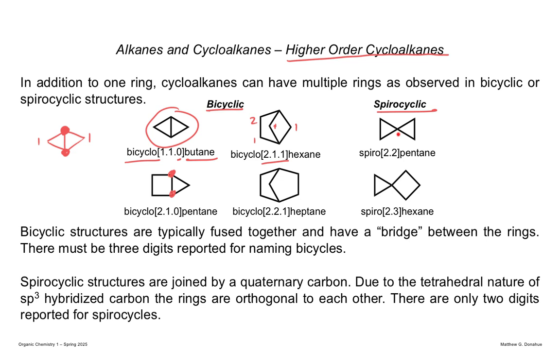For the spirocyclic ones, you have the total number of carbons preceded by spiro, then these numbers 2 and 2. They're always joined by a quaternary carbon. So that's assumed in the word spiro. The 2 and 2 are the numbers of carbons you cross to get back to where you started from. So if you start here, you walk 1, 2, and then you're back where you started. So we start here, 1, 2, 3, and you're back where you started.